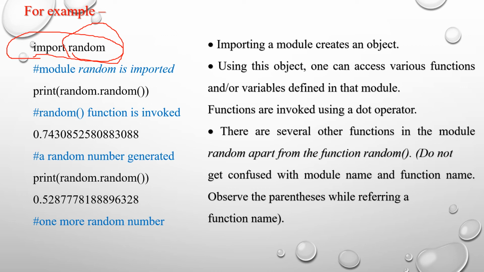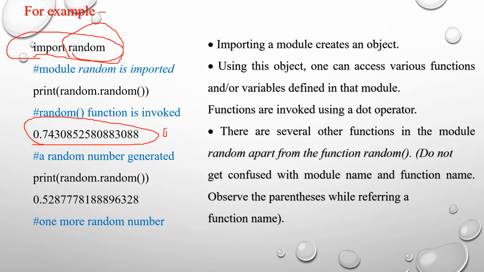So print random.random(). Here the random function is invoked. It will generate random numbers between 0.0 and 1.0, excluding 1.0.